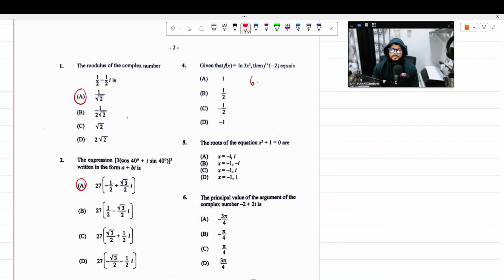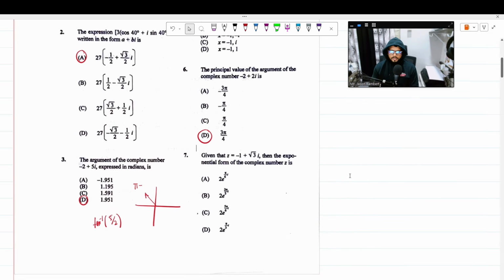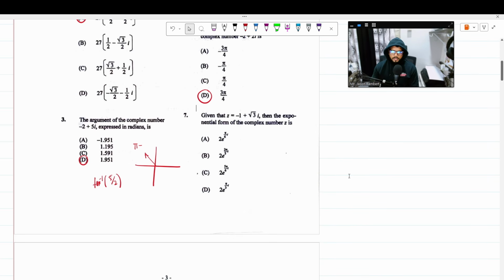Differentiate the function: 6x divided by 3x squared, 2 over x, and when x is minus 2, 2 over minus 2, which is minus 1, plus and minus i, A. The principal value of the argument is 3 pi on 4. We did this question already. We did this question already as well.